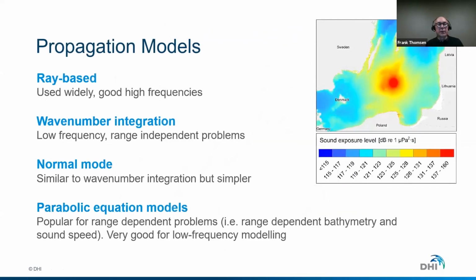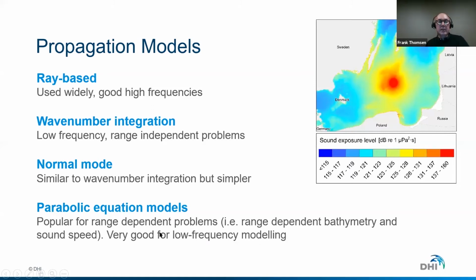Now, I'm a biologist, I'm not an acoustician, so I will not go into detail with these models, but the message here is that there are different propagation models. The propagation models calculate the transmission loss, the loss of sound over distance. They're array-based, wave number integration, normal mode, and parabolic equation models. And mainly what we use are parabolic equation models because they're based on range-dependent bathymetry and sound speed, and they're very good for low-frequency modeling.